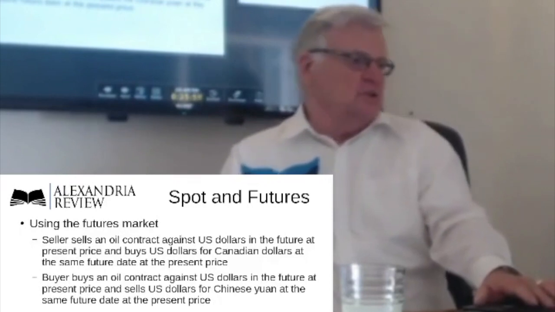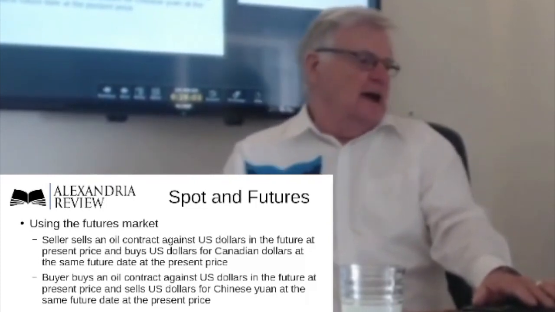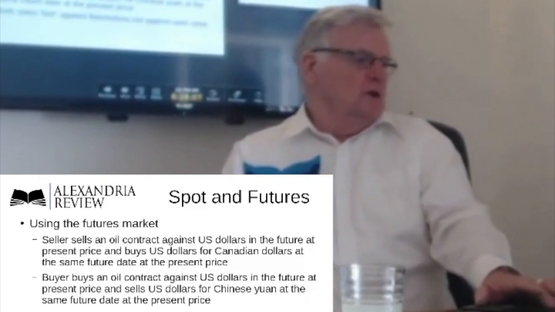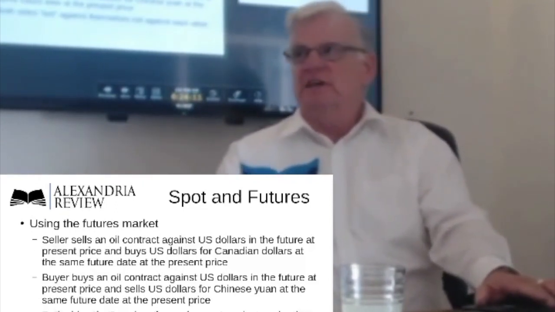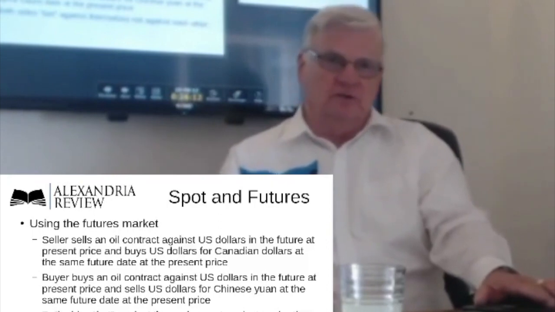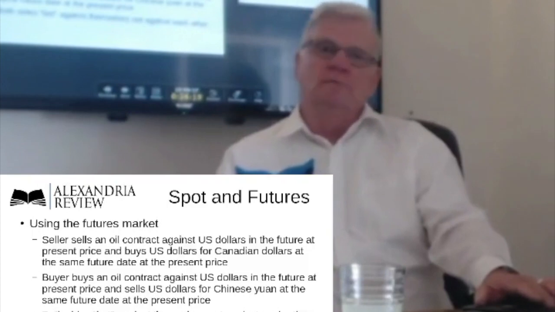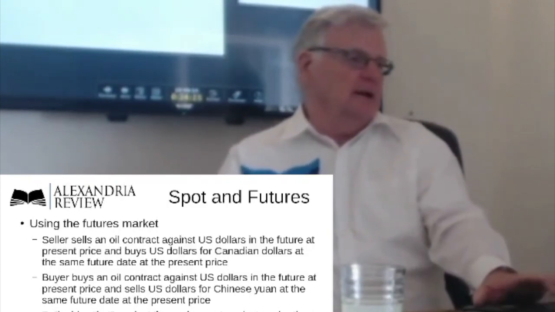The buyer buys an oil contract against US dollars in the future at the present price and sells US dollars for Chinese yuan at the same future date at the present price. Both sides, in effect, bet against themselves. They don't bet against each other. This is very important. I'm betting against myself, so I want to lose in one market and gain in another. They cancel each other, and that way I've locked in the price.